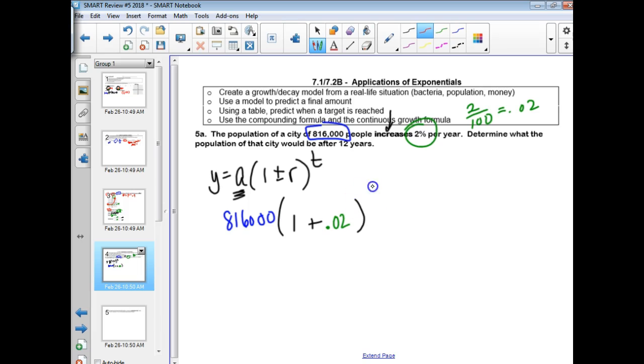And then to the t power, how much time are we going to let go by? 12 years. Now, there are no more variables left in my formula. So we are in the home screen of our calculator, just typing away. And these are people. So where would be an appropriate place to round if we're talking people? A whole person would be nice.